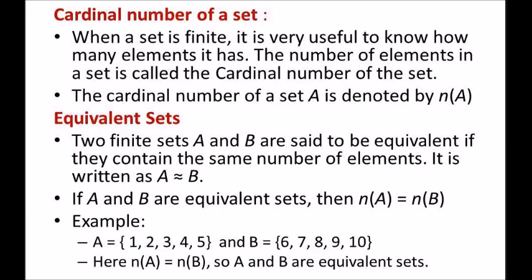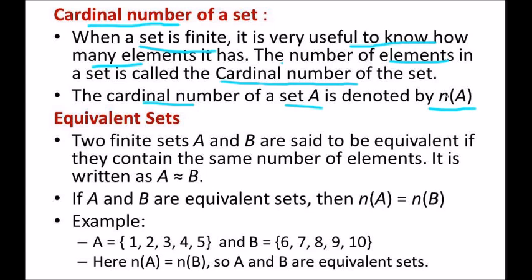Now, we are looking at another term, cardinal number of a set. Cardinal number is nothing but the total number of elements in a finite set. That means we count how many non-repeated elements are in a finite set. When a set is finite, it is very useful to know how many elements it has. The number of elements in a set is called the cardinal number of the set. The cardinal number of a set A is denoted by n(A).